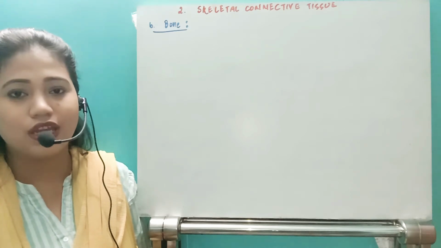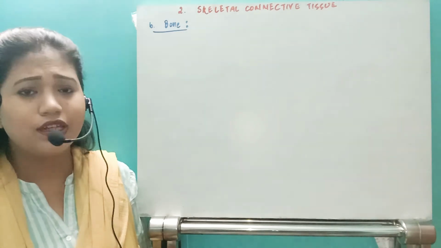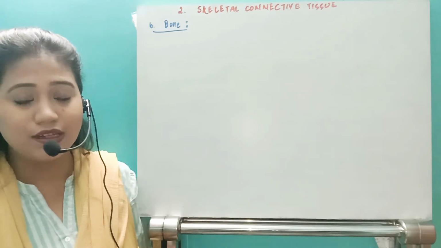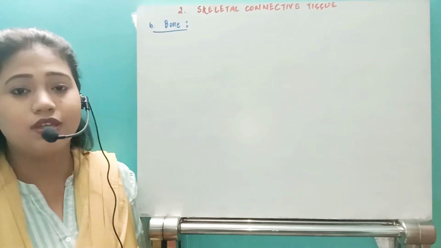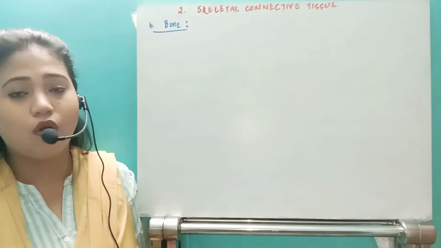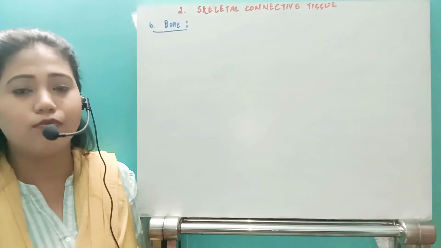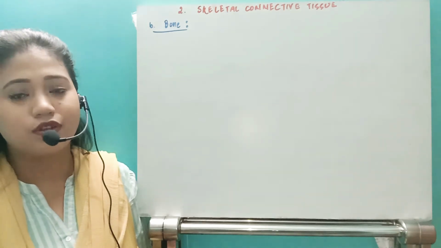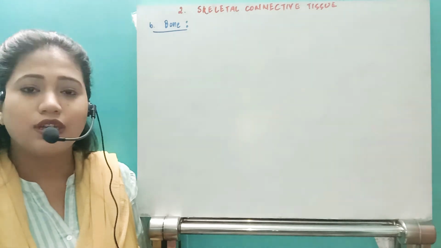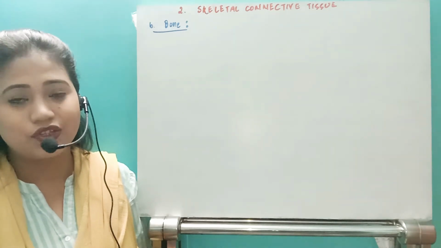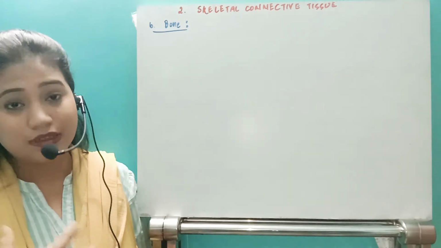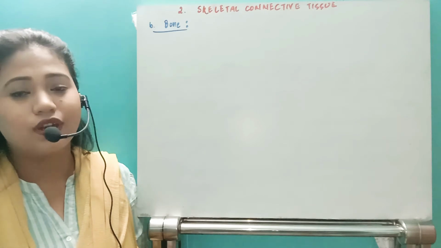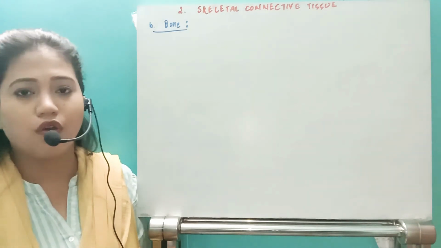Bone is actually the hardest living tissue of our body, which is non-flexible. We cannot bend the bone, and it gives the main structure of the body. It is the chief component of the endoskeleton. So we are going to have 206 bones. All these bones are one type of skeletal connective tissue. So let us see what is the composition of bone.